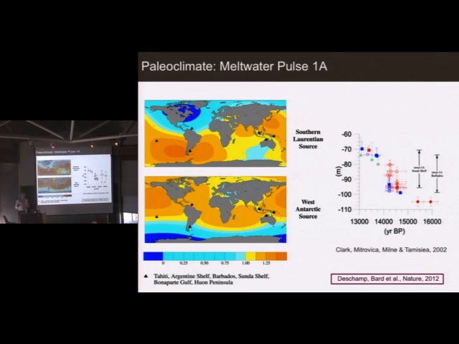If you melted from the southern sector of the Laurentian ice sheet, you would predict a sea level rise at Sunda Shelf which is 65 to 70% bigger than Barbados. That's not what's seen. That can be ruled out. One of the intriguing issues when it came to the Antarctic was a West Antarctic source produces the same sea level rise at those two sites, right?